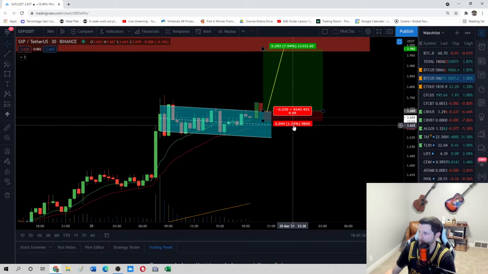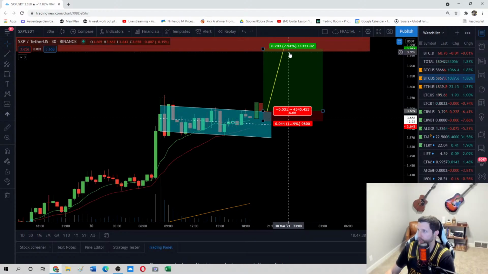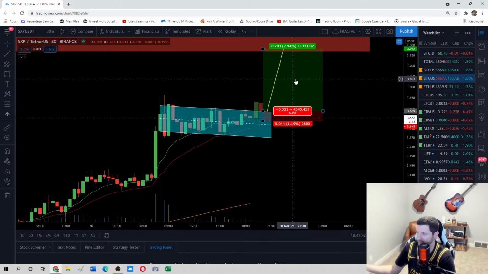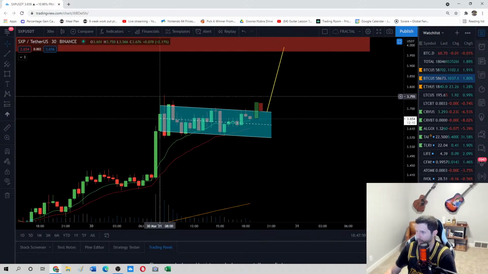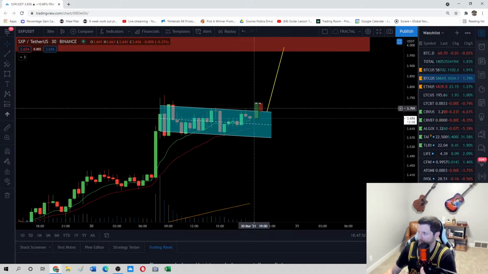So I'd have a 1.15% risk and an 8% reward. That's a very good risk to reward. I could lose probably about 6 trades in a row like this and win 1 trade and still basically make my money back.